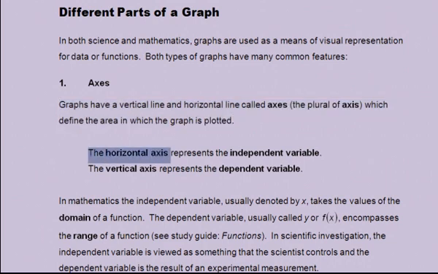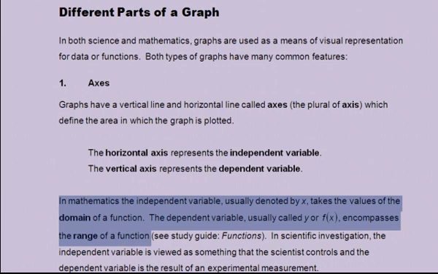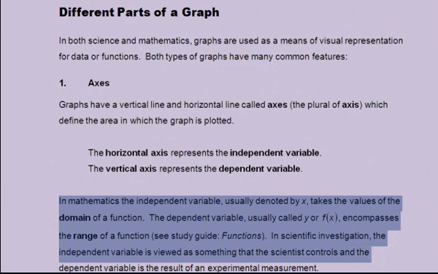The horizontal axis represents the independent variable. The vertical axis represents the dependent variable. In mathematics, the independent variable, usually denoted by x, takes the values of the domain of a function. The dependent variable, usually called y or f(x), encompasses the range of a function. See study guide, Functions. In scientific investigation, the independent variable is viewed as something that the scientist controls, and the dependent variable is the result of an experimental measurement.